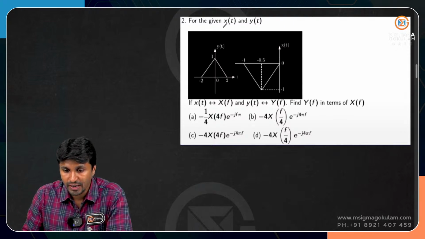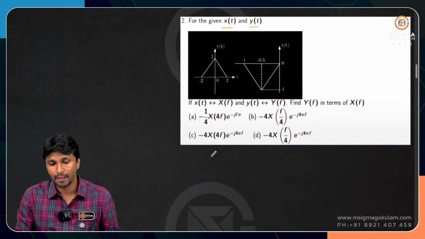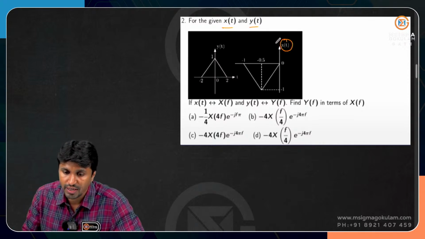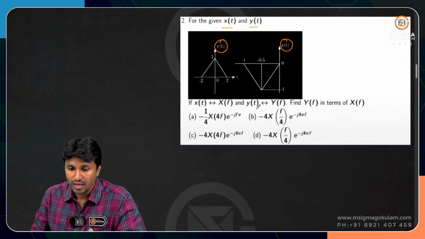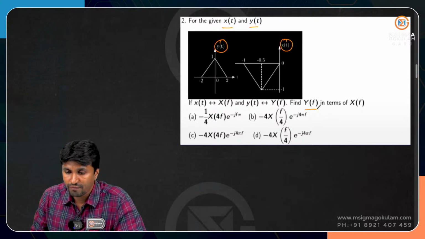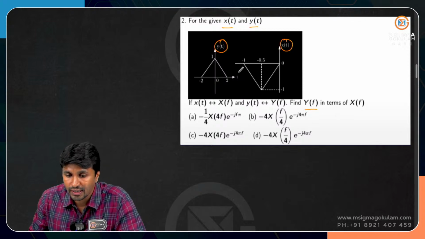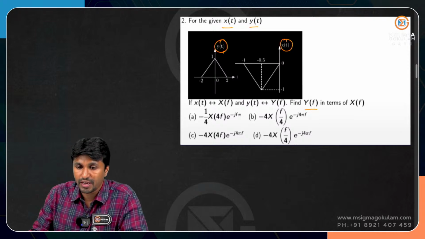For the given x of t and y of t, this is x of t and this is y of t. He is asking you to find Y of f in terms of X of f. So how do you get y of t from x of t? Tell me, how do you get it?